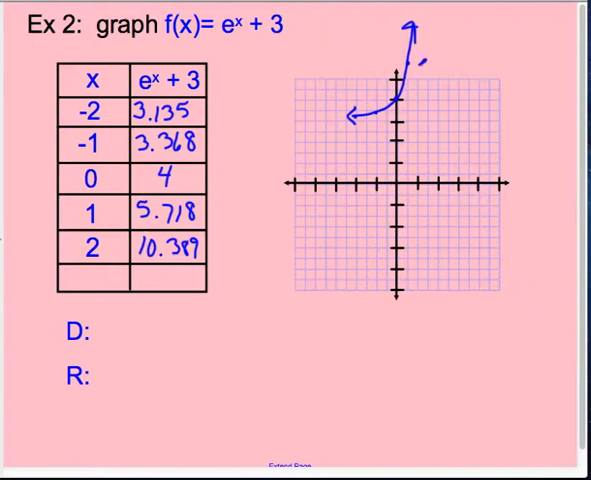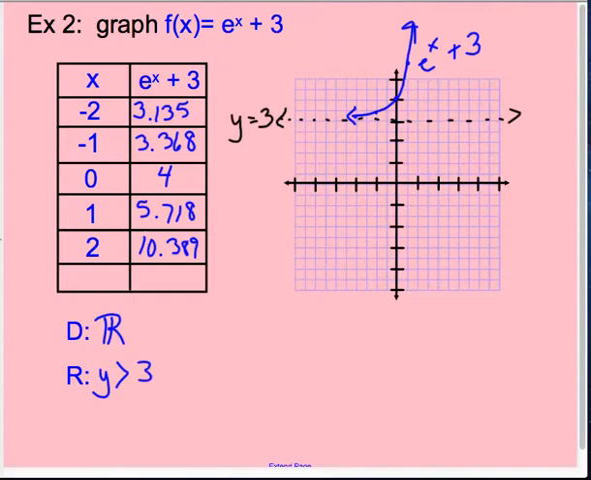So looking at our new graph, the domain is still all real numbers. We didn't change what we can raise a power to. But the range, now if you notice, we have a new asymptote along this line, the y equals 3 axis. So our range is y is greater than 3.